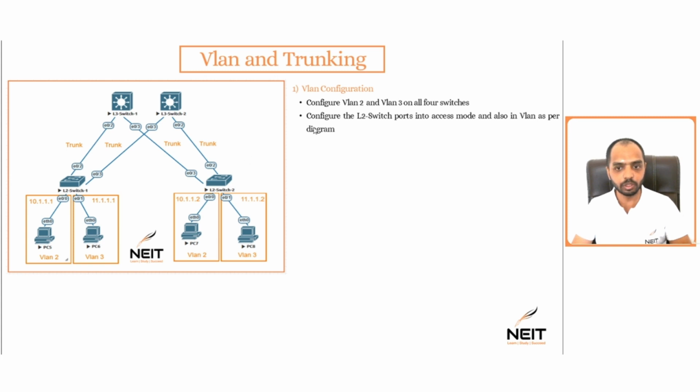Today we will be configuring the VLAN and trunking. The first task is to configure VLAN 2 and VLAN 3 on all the 4 switches. After that, configure the layer 2 switch ports into access mode and also in the VLANs as per the diagram. So let's start the configuration.